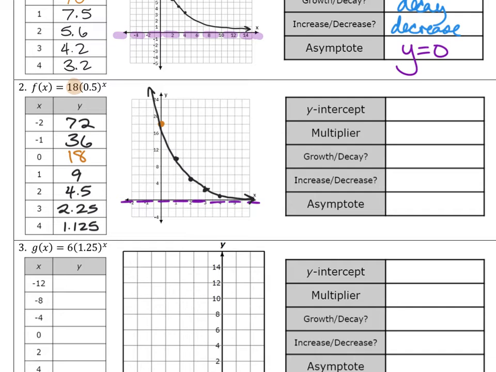What did you guys get as the y-intercept? 18, because that's the first number of my equations where the graph crossed the y-axis. What's the multiplier? What's the factor? 0.5 or a half. That means it's going down by a half every time. Does that mean it's growing or decaying? Decay, because it's literally going downhill, which also means it's decreasing. And what's the equation of the asymptote?